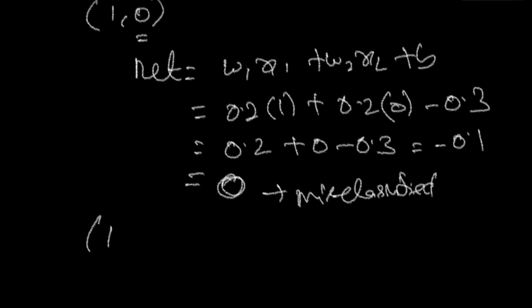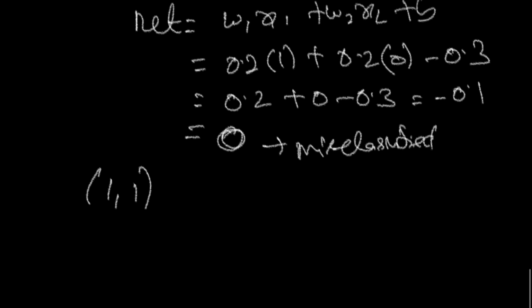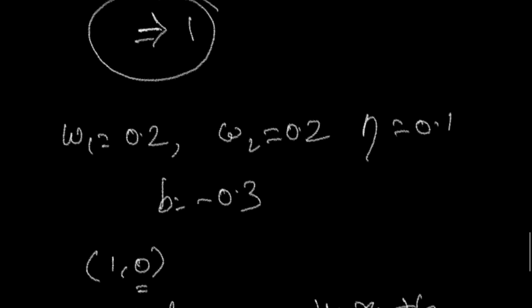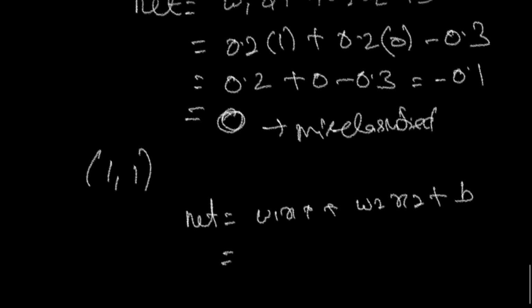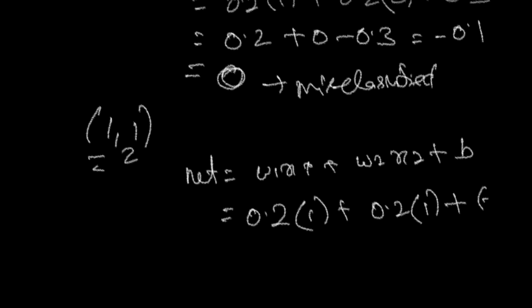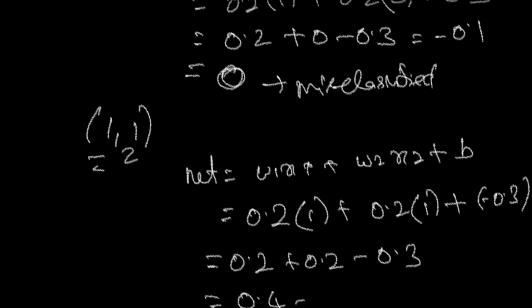And what is the next value we have? 1 and 1. So now the net is nothing but W1 x1 plus W2 x2 plus bias. So what is the value? W1 is 0.2 into x1 is 1, right? Plus W2 is 0.2 and x2 is also 1. Plus bias is minus 0.3. In this case, 0.2 plus 0.2 minus 0.3 is 0.4 minus 0.3, which gives you 0.1.